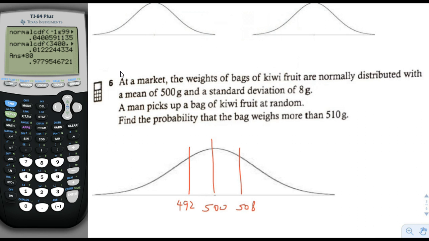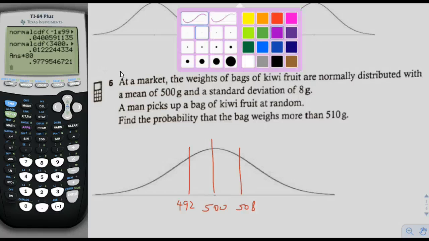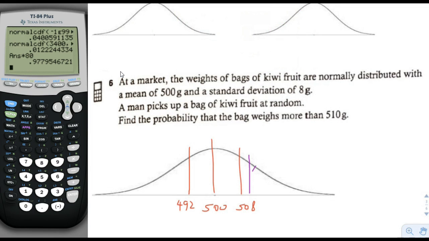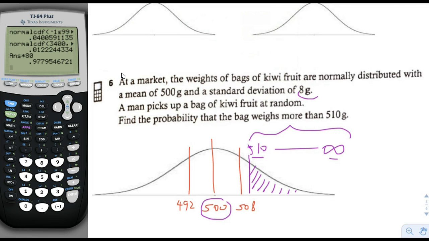A man picks up a bag of kiwi fruit at random. Find the probability that the bag weighs more than 510 grams. So that would be here, right? 510 to infinity. Okay. So you would just put that in the calculator using 500 as the mean, 8 as the standard deviation, and then the left and right boundaries would be 510 and infinity. And that's how you do that.